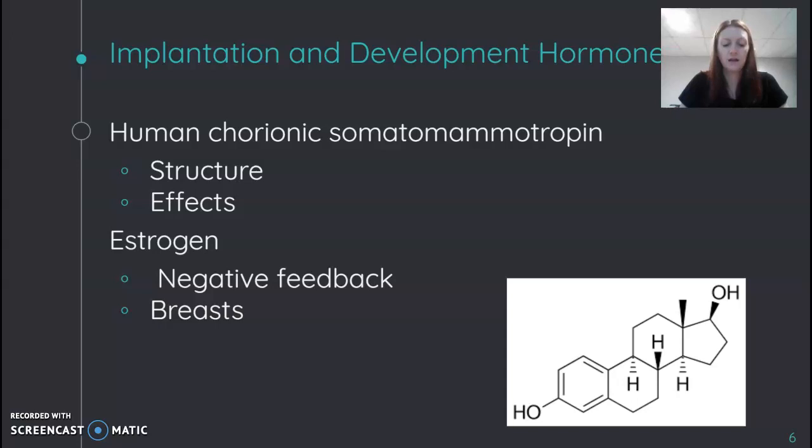Consistently high levels of estrogen as well as progesterone will continue to act as negative feedback to the hypothalamus and GnRH. This helps LH and FSH to not be secreted and new follicles will not be developed. Estrogen will also contribute to the development of milk-secreting ducts in the breast, which become important after pregnancy. Estrogen, which is shown in this picture, is very similar to progesterone.